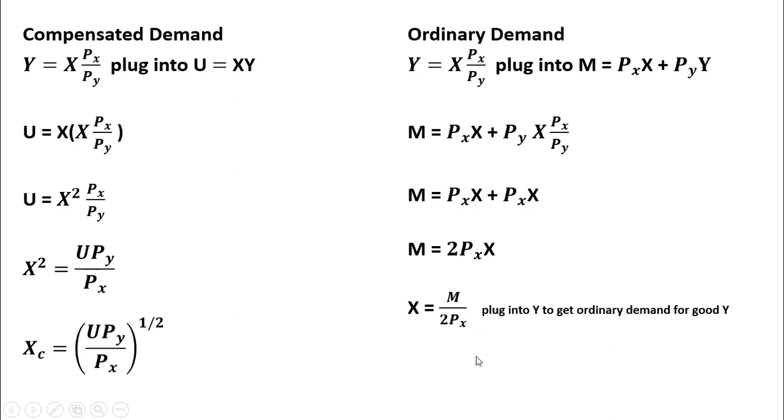To get the ordinary demand for good Y, we could just take this result and plug it into this equation up here. We will need that in this exercise. So this is the ordinary demand for good Y. Again, just taking this result here, M divided by 2 times the price of good X, plugging it into here, will leave us with this result.